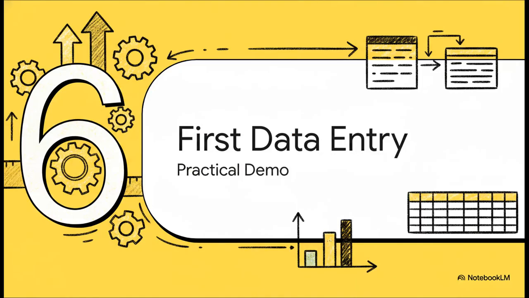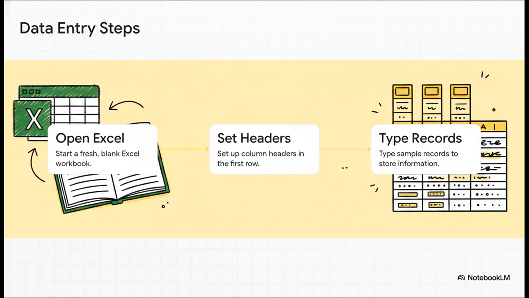Okay, Section 6, your first data entry. Let's actually bring all this theory to life. I highly, highly encourage you to try this right along with me. Step 1, let's open up a fresh blank Excel workbook. Step 2, we're going to set up our column headers right there in the very first row. And step 3, we'll type in a few sample records underneath them, just so you can see firsthand exactly how information gets structured and stored in this grid.